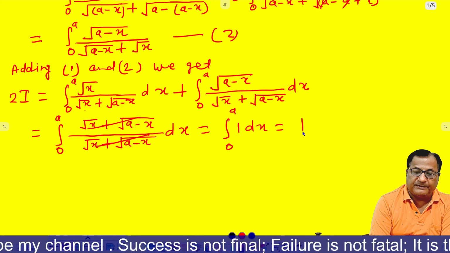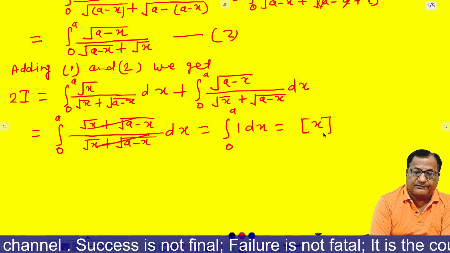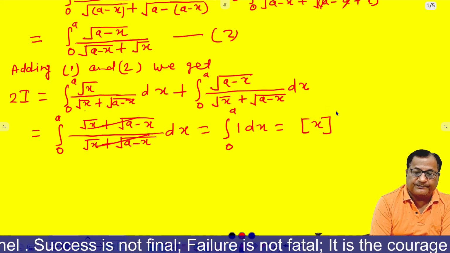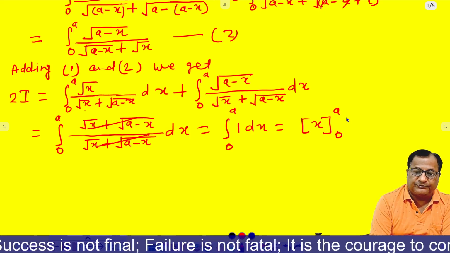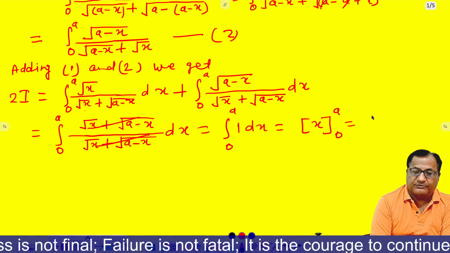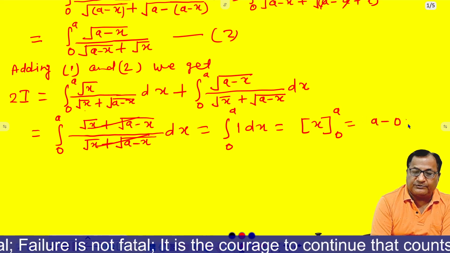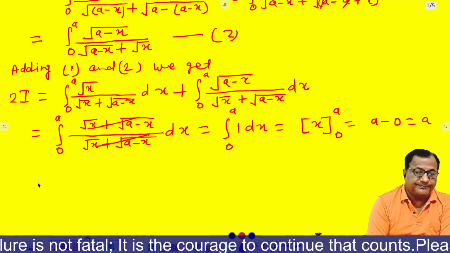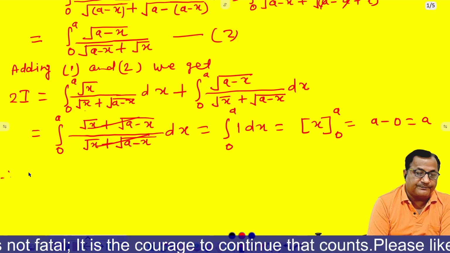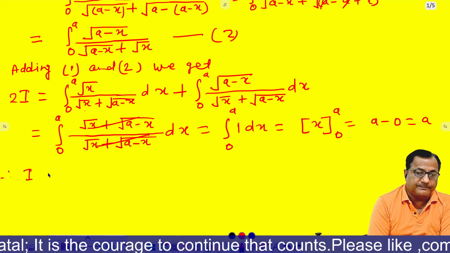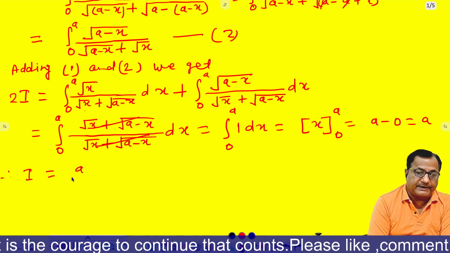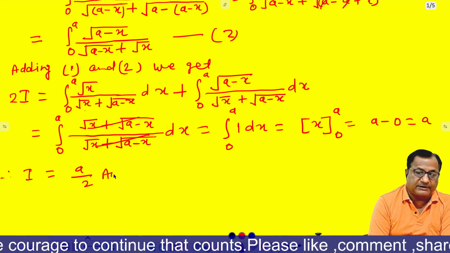Integration of 1 will be x, so from 0 to a, that is a minus 0, which is equal to a, so therefore I is equal to a by 2. Answer.